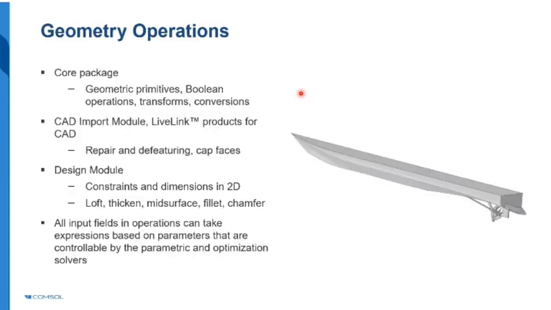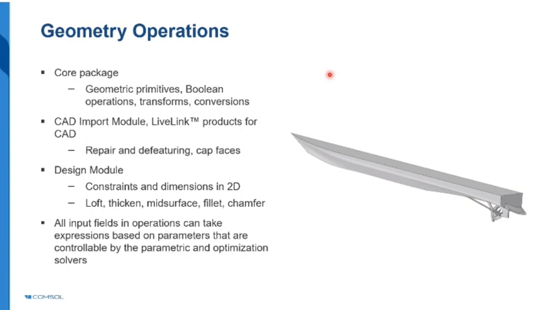With geometry operations, with the core package or the base package, you get access to various geometric primitives, Boolean operations, and transform features. You can also convert from boundary objects to solid objects, or from solid to boundary objects as well.